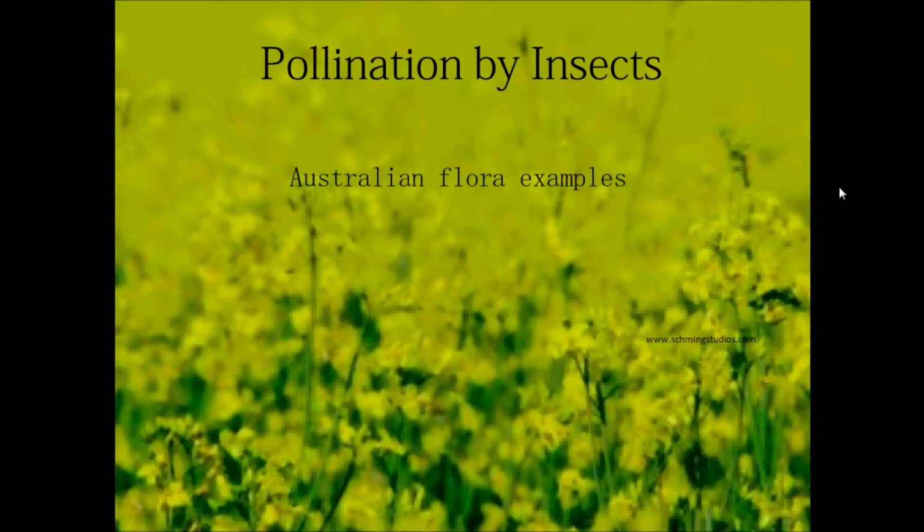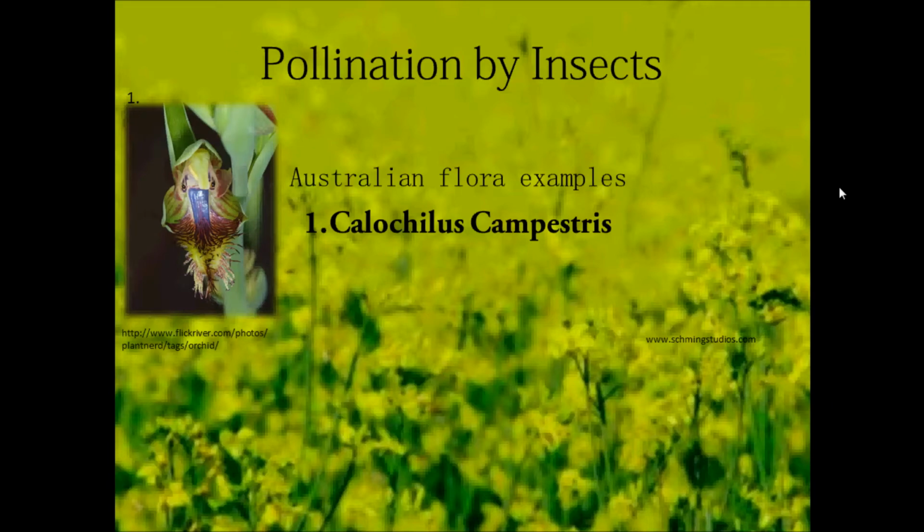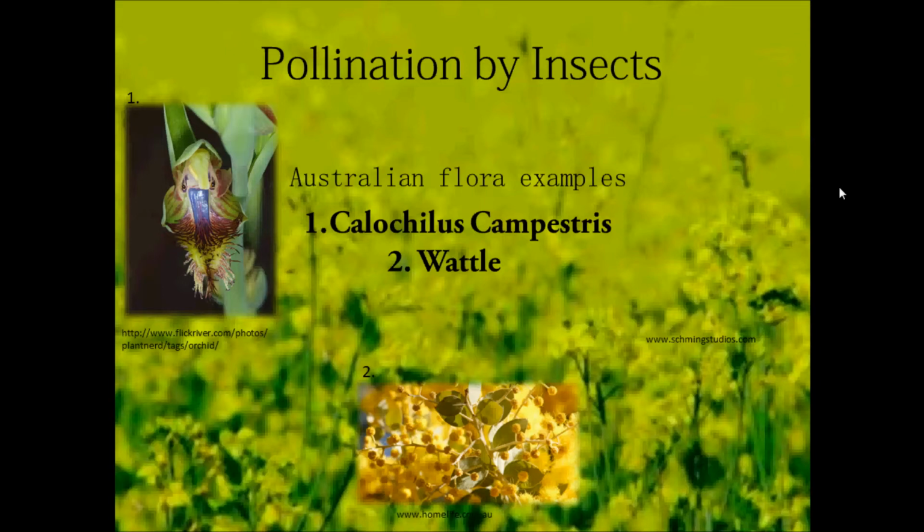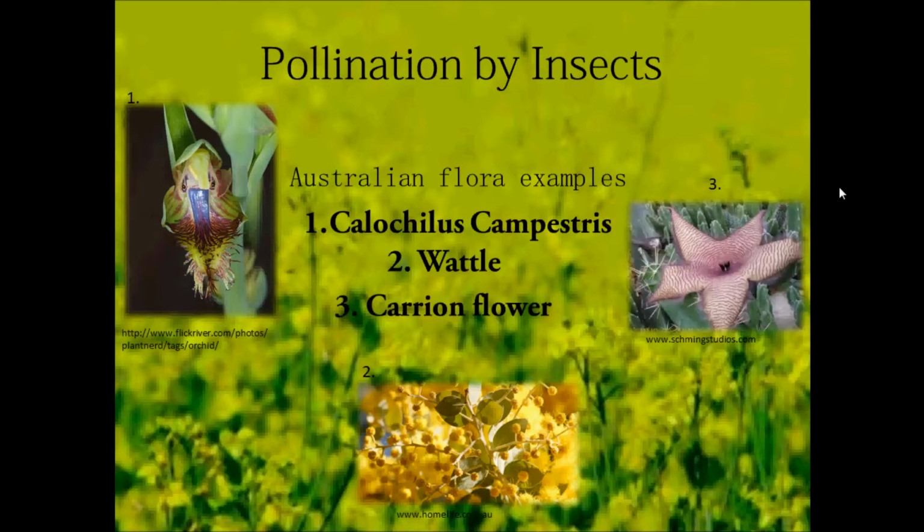Australian examples include Caladenia campestris, which looks and smells like a female wasp. This attracts the male wasp, and the wasp prepares to mate, but instead the pollen sac gets stuck onto the wasp. Wattles have a nectar guide which helps the bee locate the nectar in the specified UV wavelength. Carrion flower has a rotting scent which attracts flies.